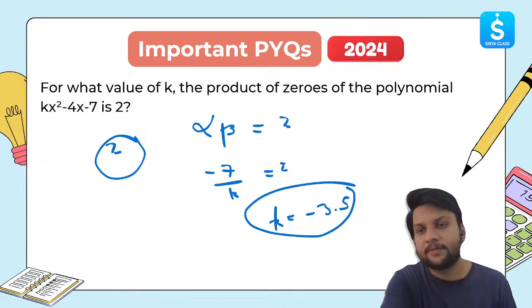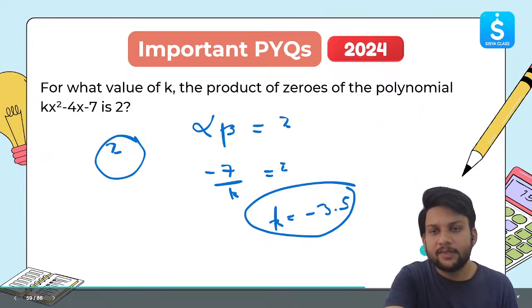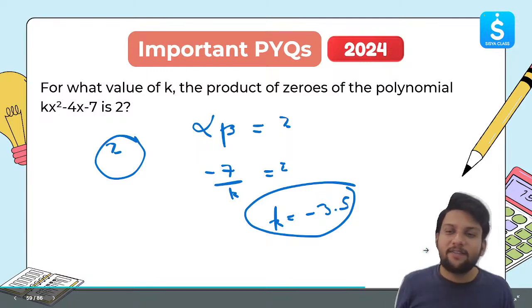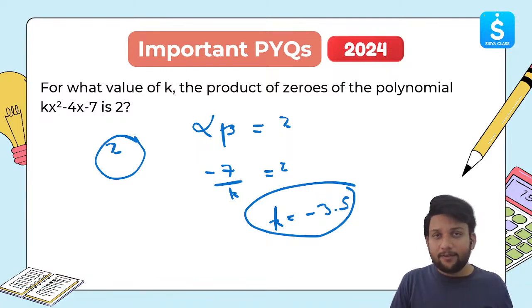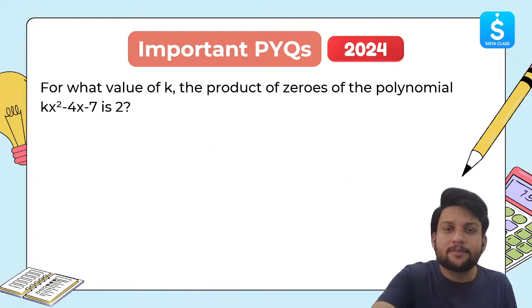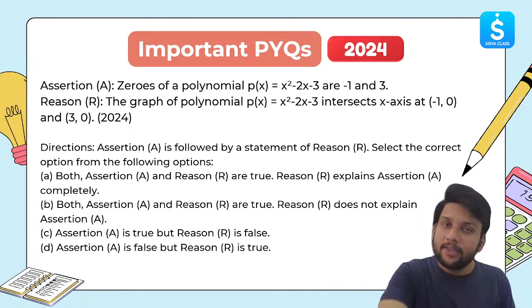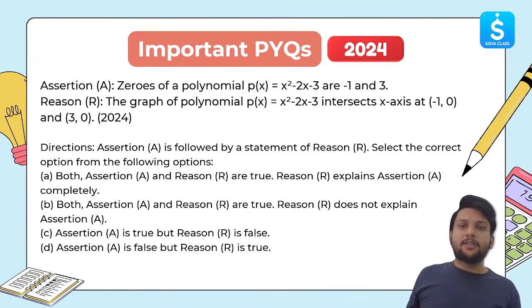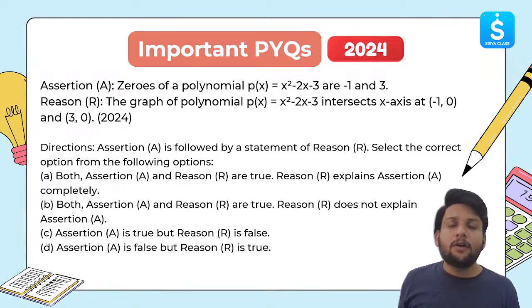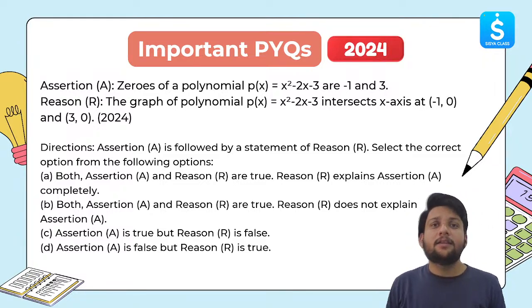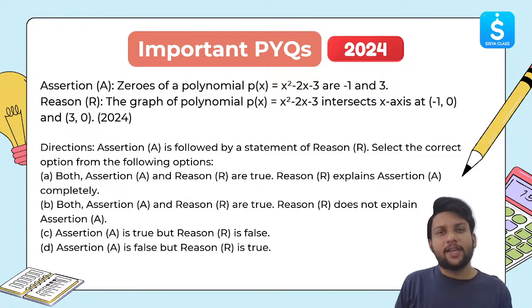Congratulations. Let's move forward. I believe up till now the questions are very easy. We are just dealing with very easy questions. Next, this is an assertion-reasoning type of question. What is given? The zeros of the polynomial p of x equals x squared minus 2x minus 3 are minus 1 and 3.